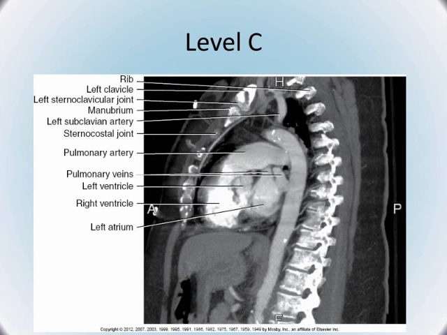And finally, level C. The rib, left clavicle, left sternoclavicular joint, the manubrium, left subclavian artery, pulmonary artery, pulmonary veins, the left ventricle and the right ventricle, and the left atrium.